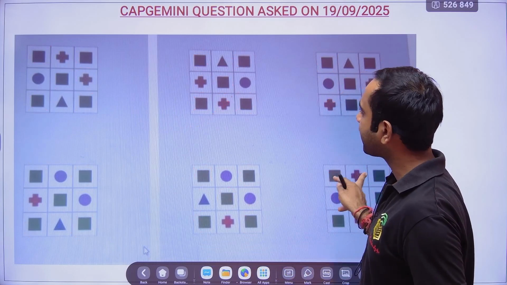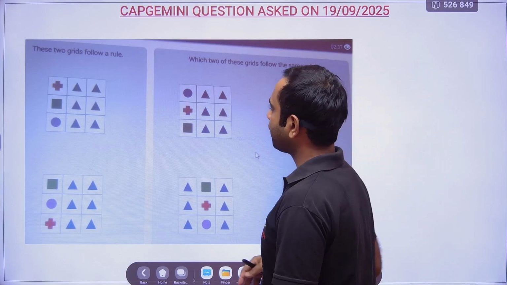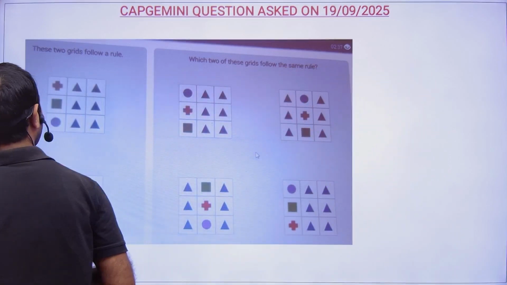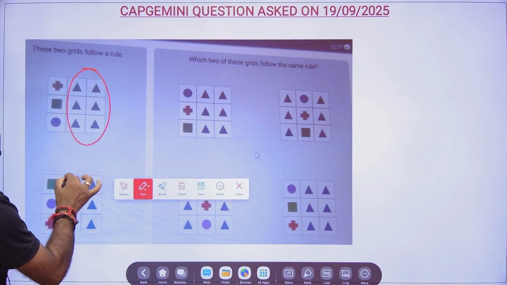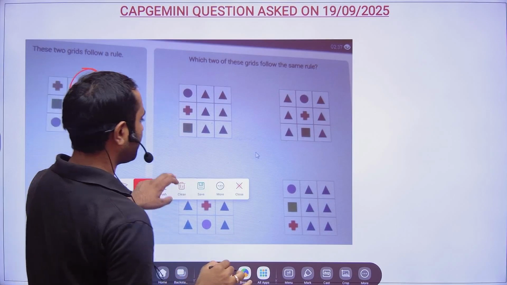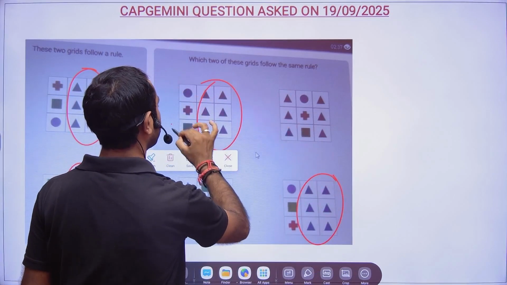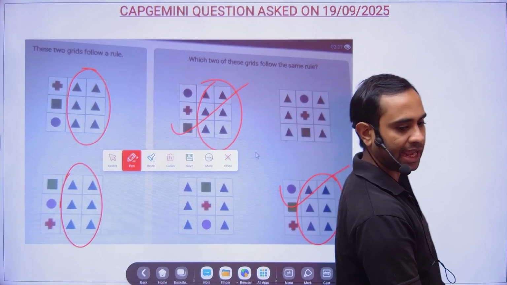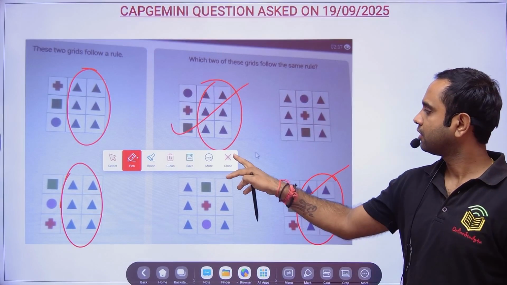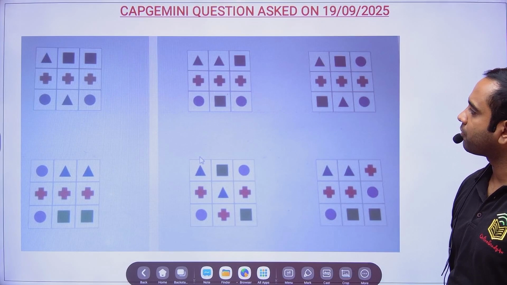Now next, friends, we will be moving towards the next problem. Here we have these two grids that follow a rule. So what is the rule? You see these two columns have the same elements. Again, if you see, these two columns have the same element, these two columns have the same element. So this will be your answer, right? Here you have to take this as your answer. That's all.